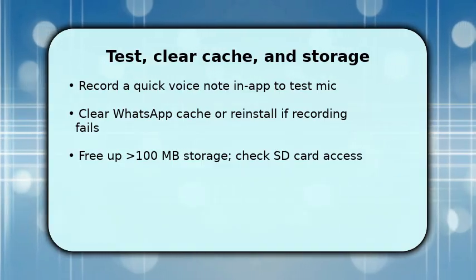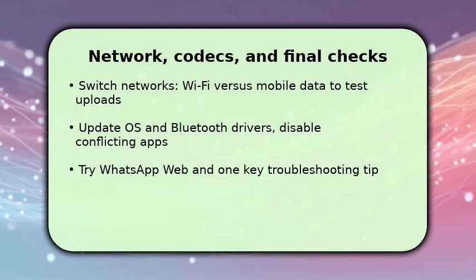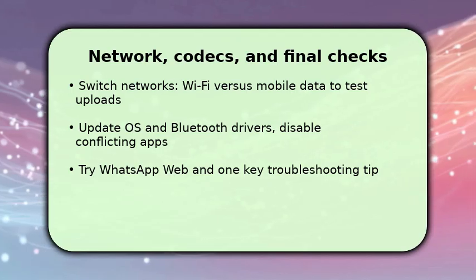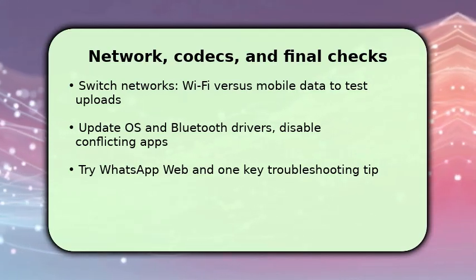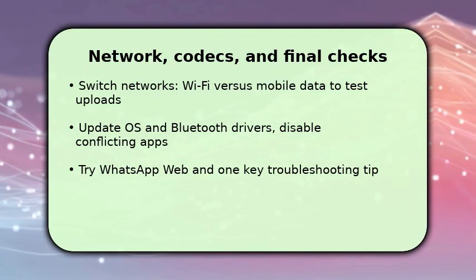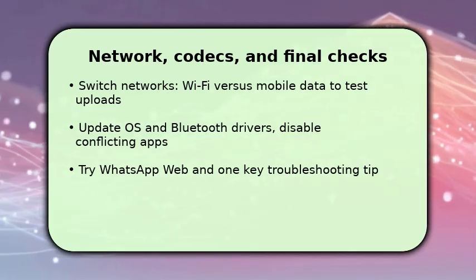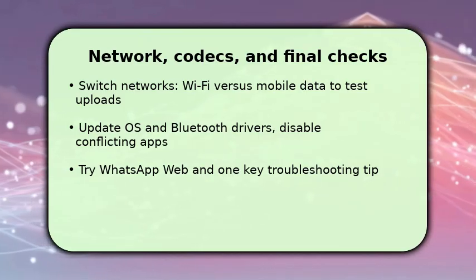To finalize, switch between Wi-Fi and mobile data to rule out upload issues. WhatsApp uploads can fail on captive or restricted networks. If problems persist, update your phone OS and any Bluetooth drivers and temporarily disable call recording or audio routing apps that intercept the mic. Once done, test on WhatsApp web.